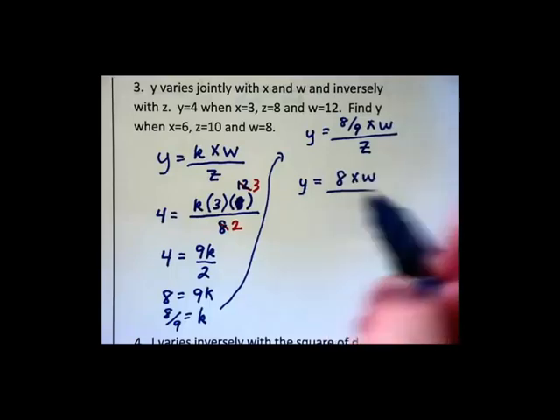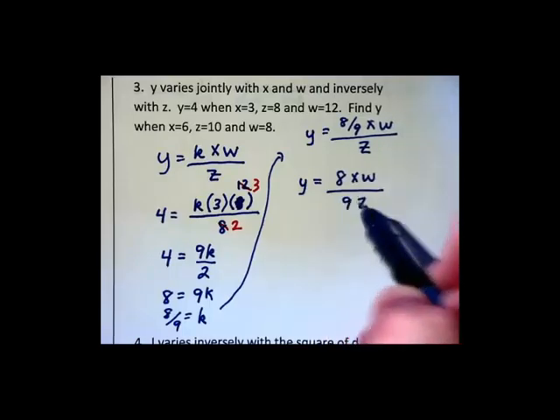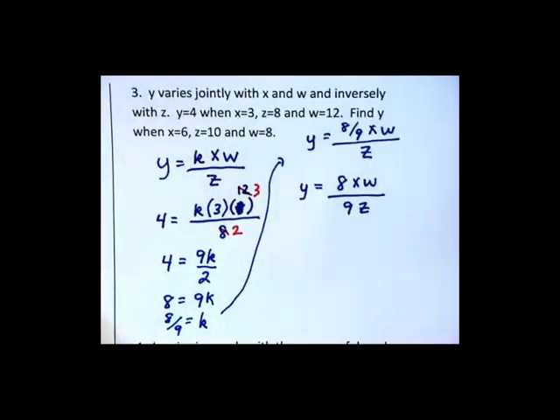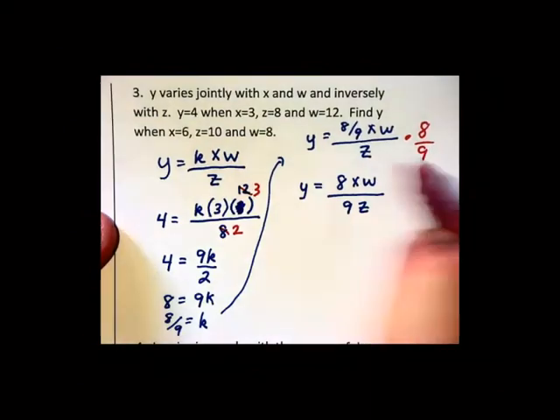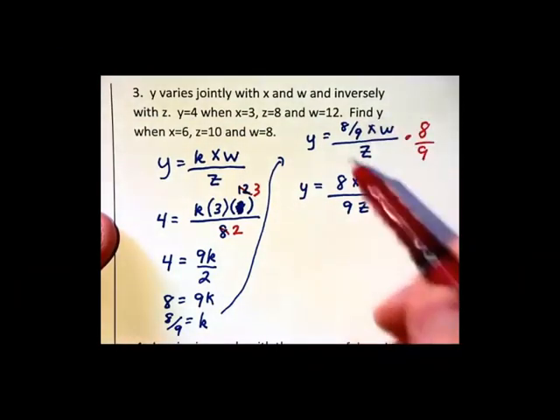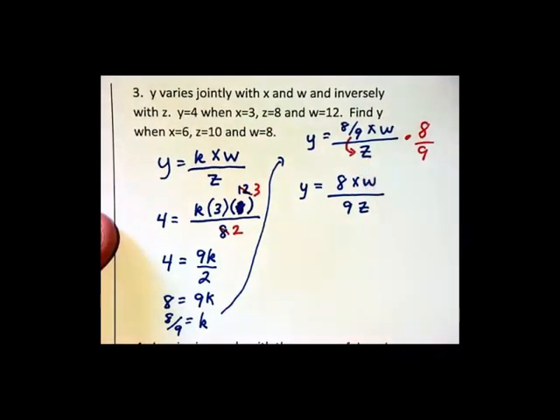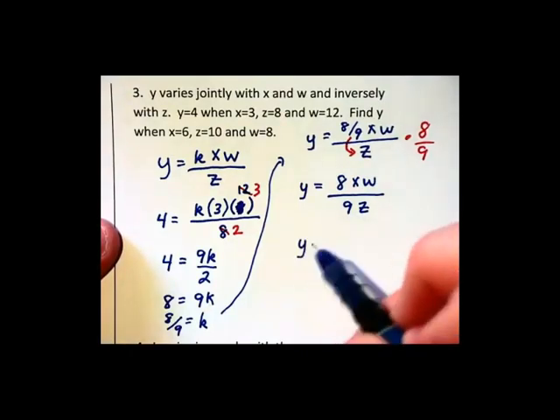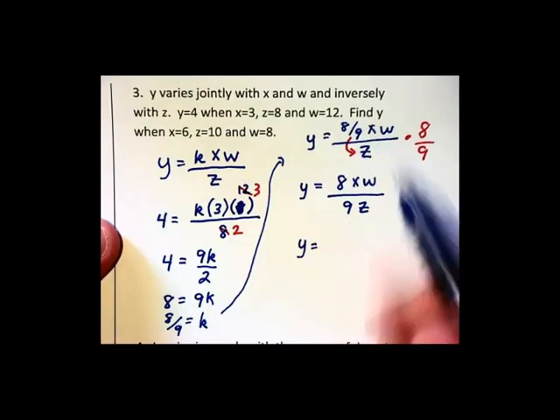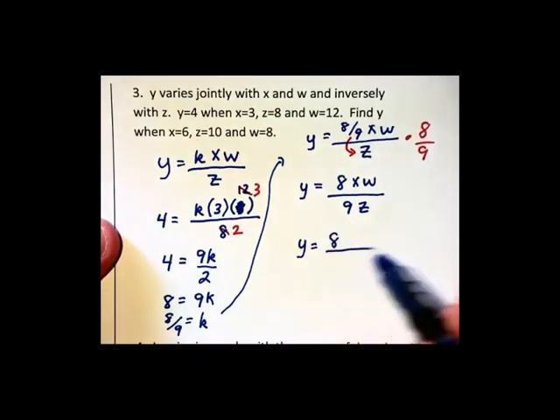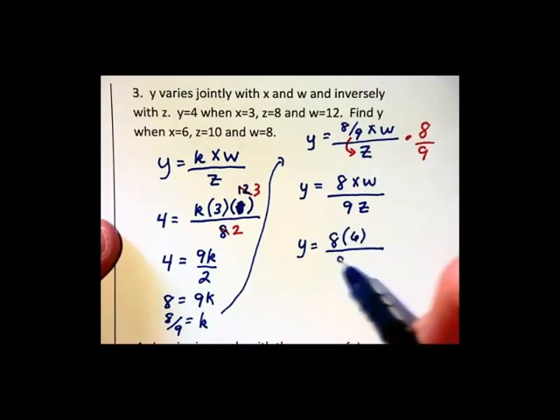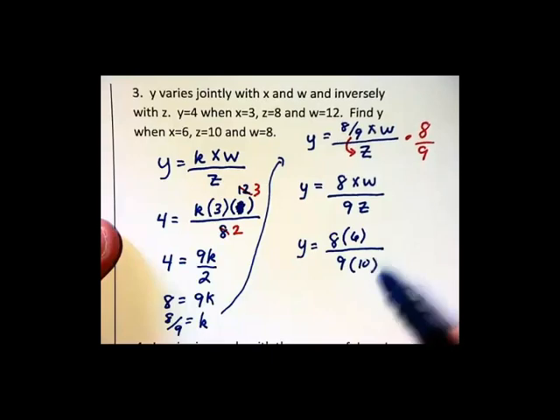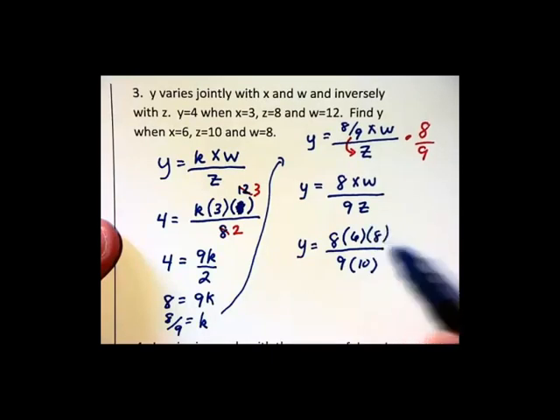8xw over 9z. Basically what we're doing, if you were to have written this as times 8/9 instead, notice how the 9 would go down in the denominator? That tells us we can just move that 9 down there with a z as I did. Now let's substitute the numbers in. I'm going to find y when, okay, let's be careful with the order this time, when x is 6, z is 10, and w is 8.